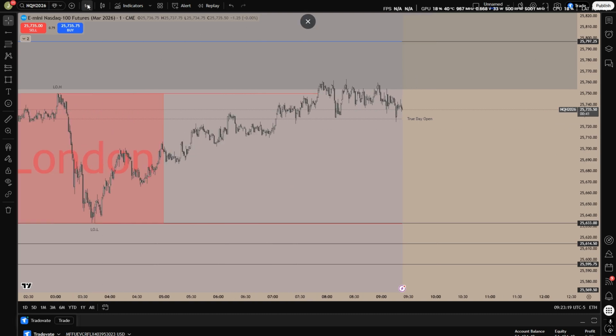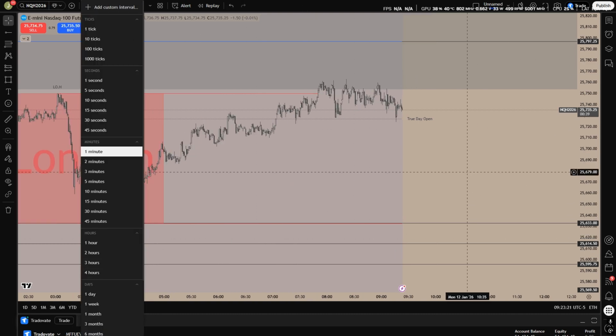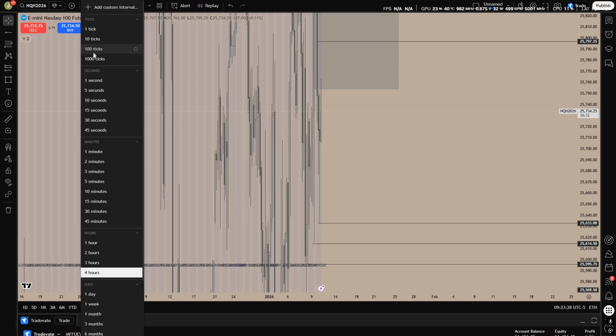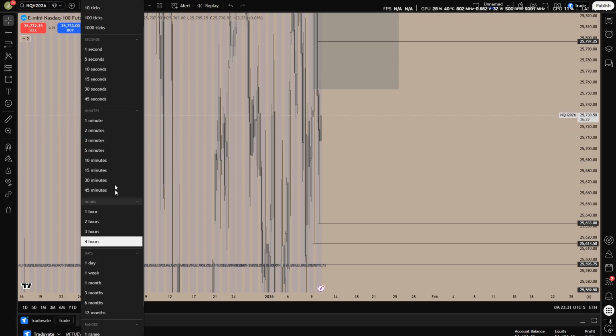9:30. Now I'm just checking it out. So what I do to start the day, every time I start, is look at the different time frames. As I told you before, these are all the time frames that you can look at.